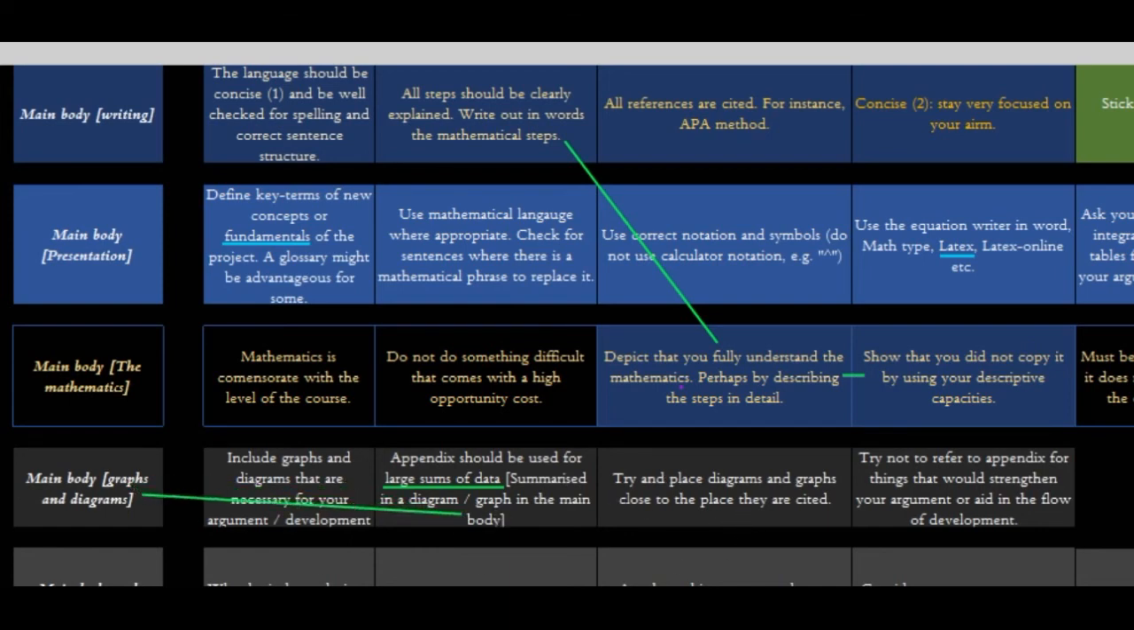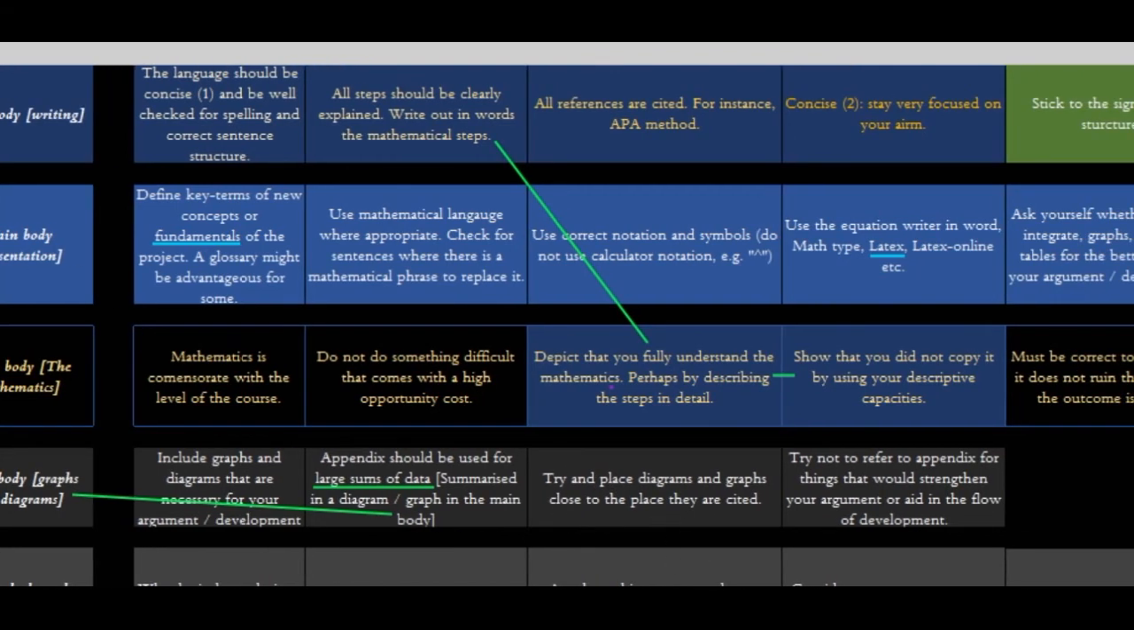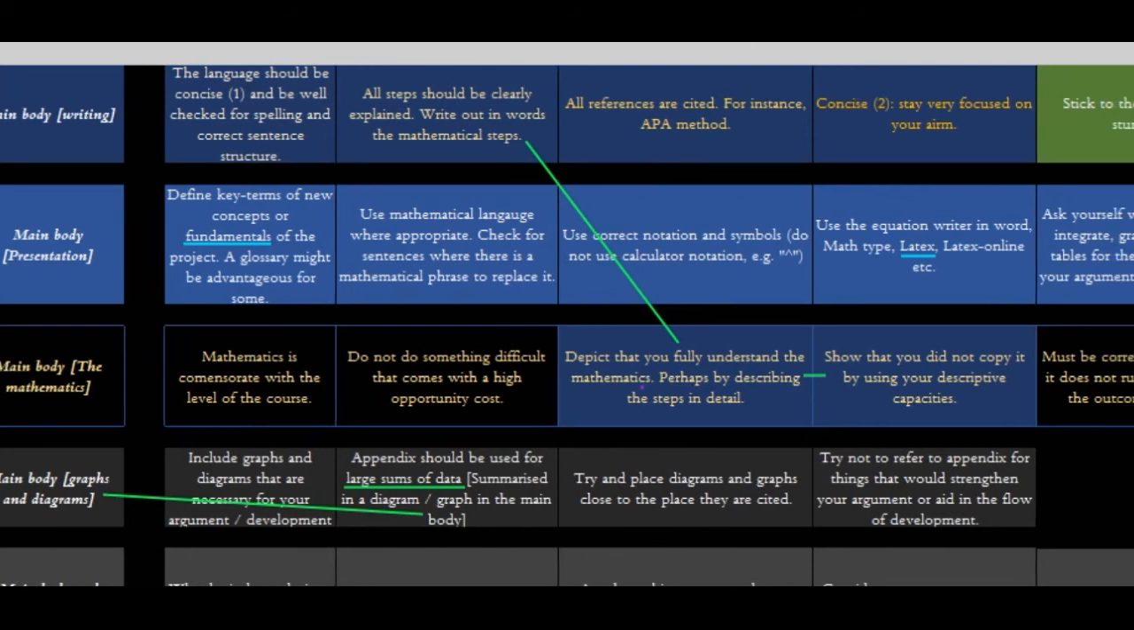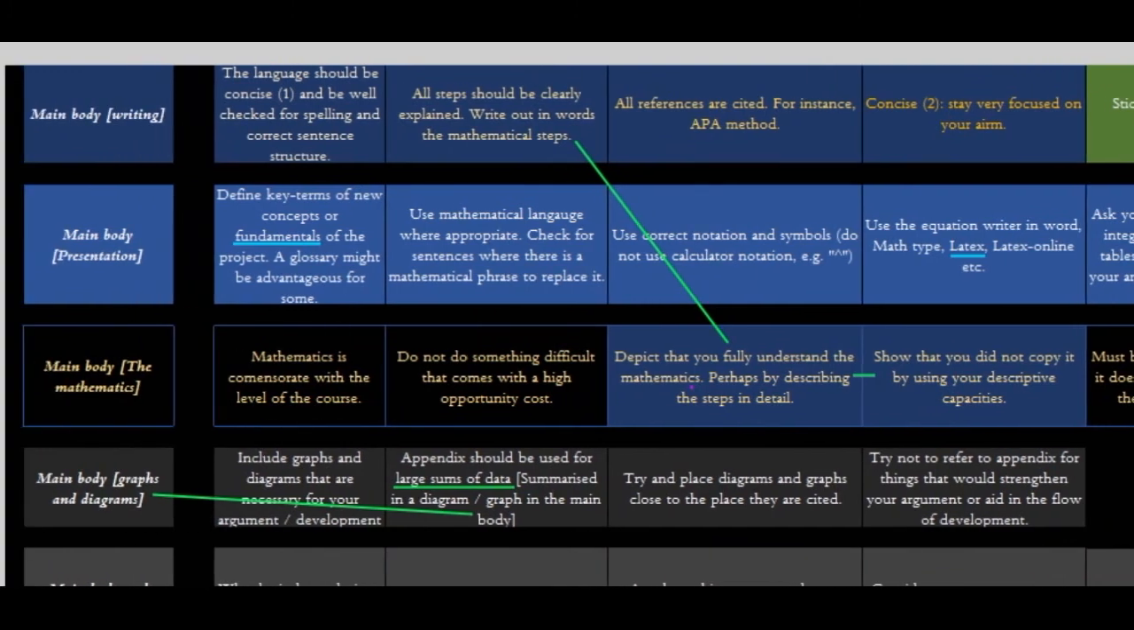Try and place diagrams and graphs close to the place they are cited. I'm making this clear purely because it's not very well done. I would suggest against circumstances where you have a large paragraph of information and they have to scroll down to find the graph and then scroll back up to get back to where they're writing. You can see why that would not be advantageous for the reader.